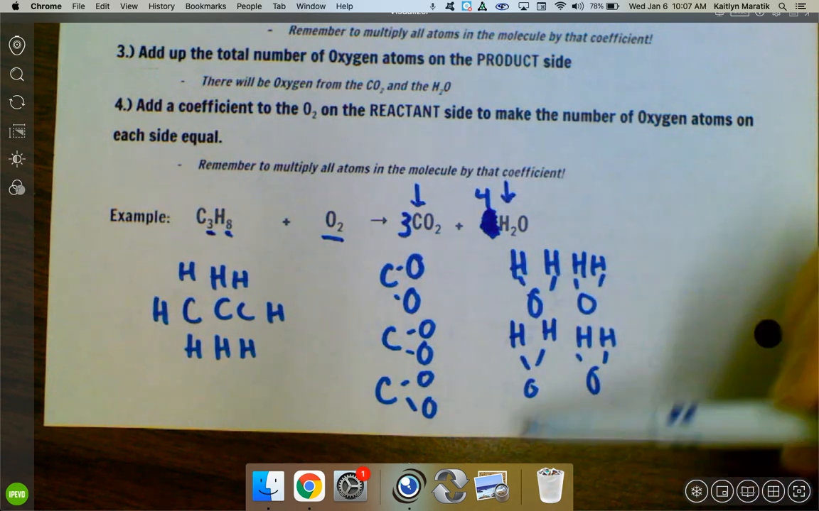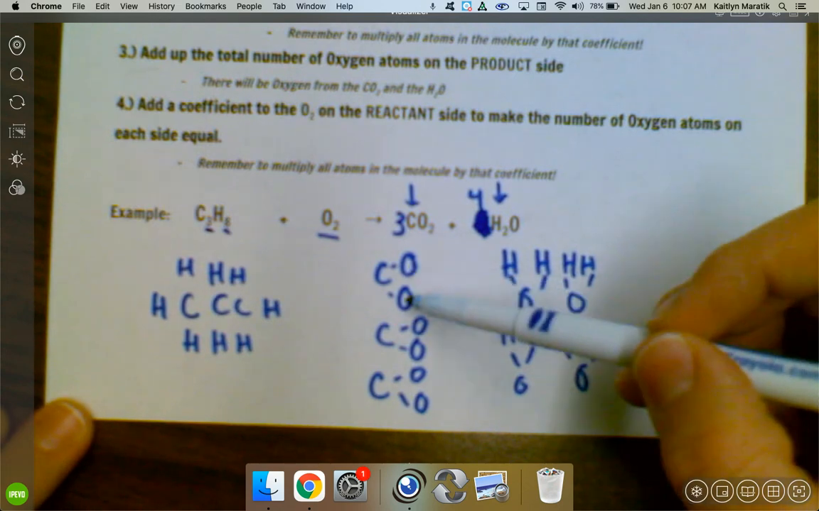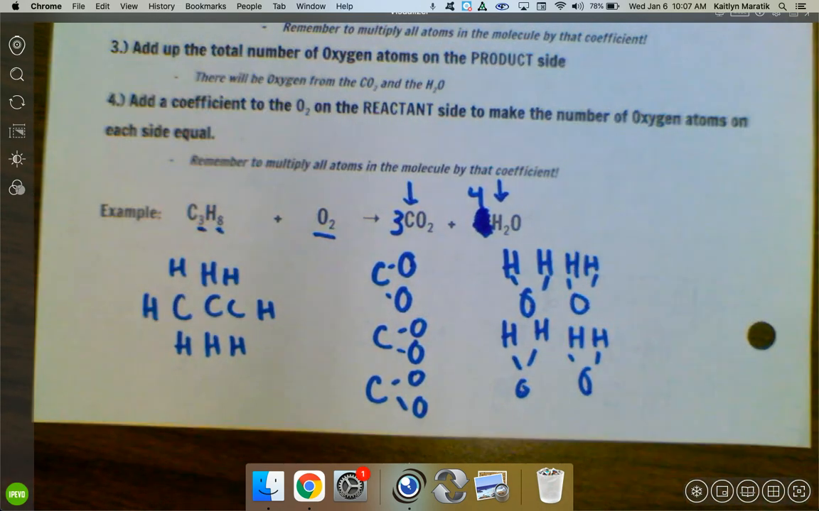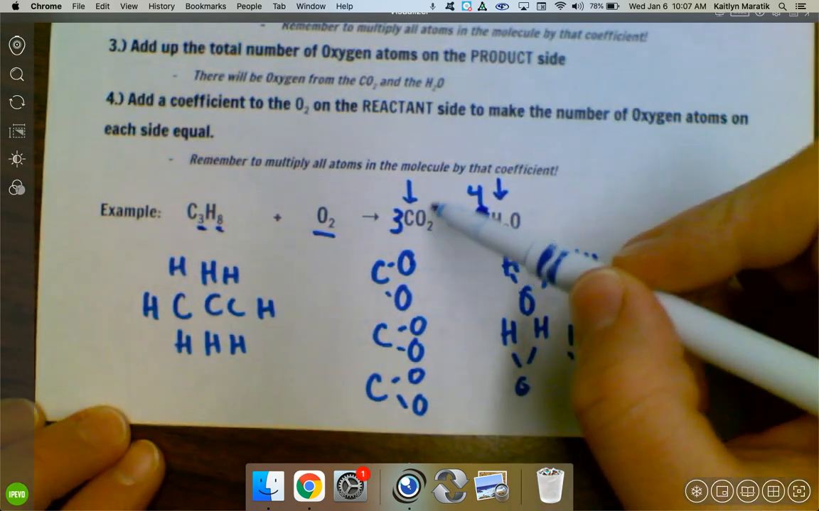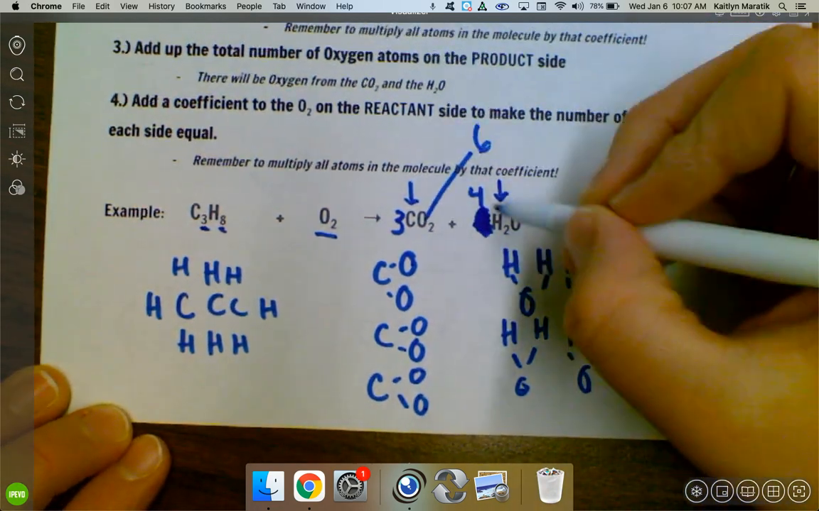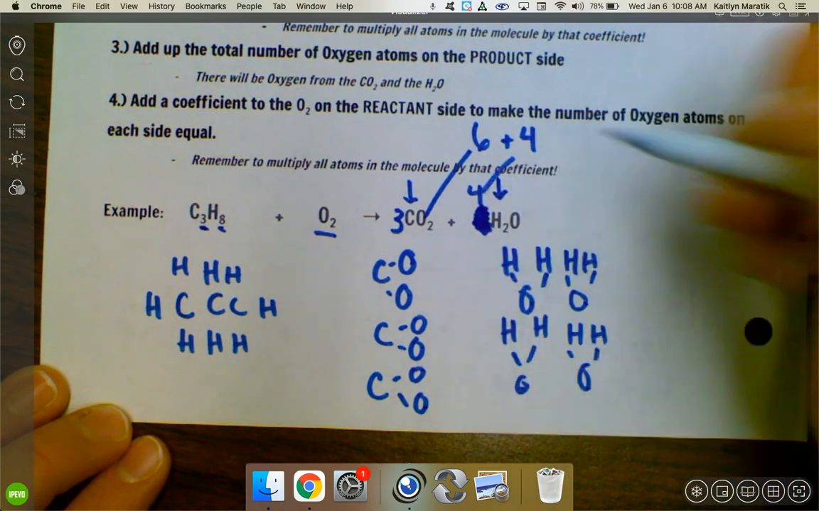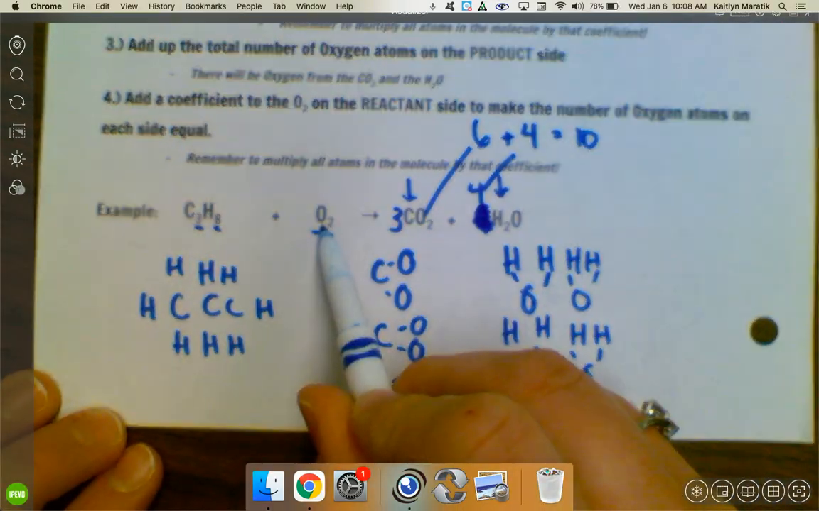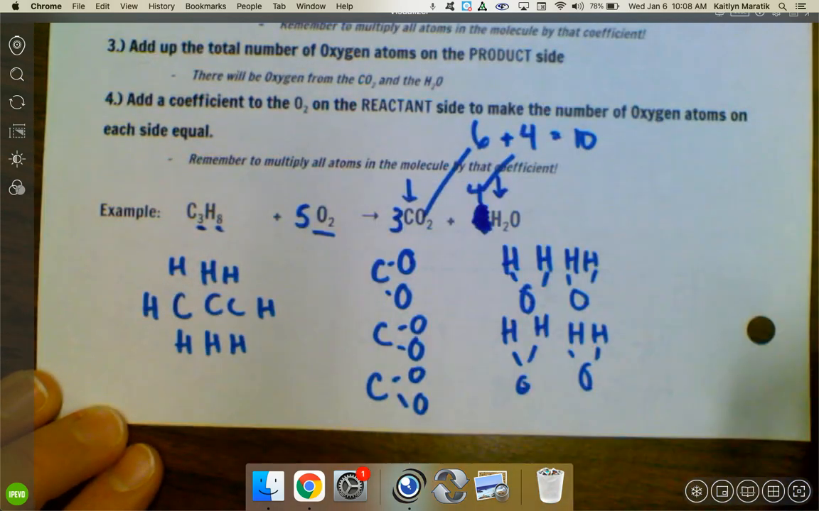So how many do we have on this side? And then we'll just divide by 2 over here. I've got 1, 2, 3, 4, 5, 6, 7, 8, 9, 10. How else could I have gotten that? 3 times my 2 here gives me 6. 4 times 1 gives me 4 of them, which gives me 10. So how can I make this oxygen? I've got 10, so I'd need to put a coefficient of 5.